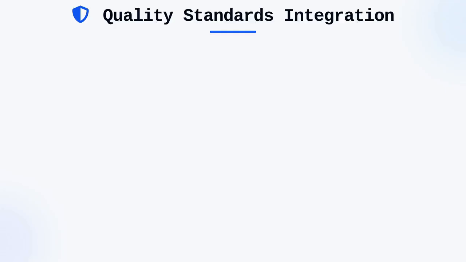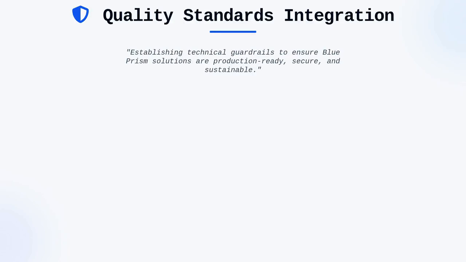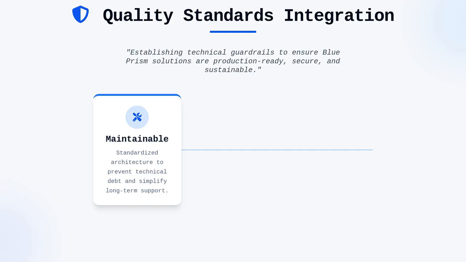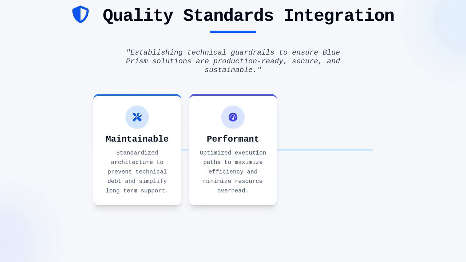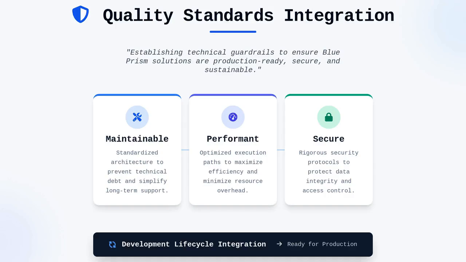Welcome back. Let's discuss the integration of rigorous quality standards into our development lifecycle. This chapter focuses on establishing technical guardrails to ensure our Blue Prism solutions remain maintainable, performant, and secure before they reach production.